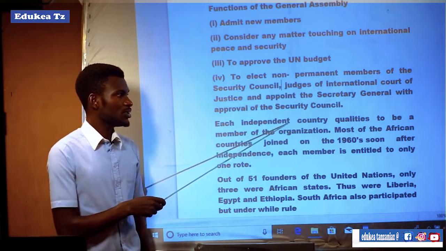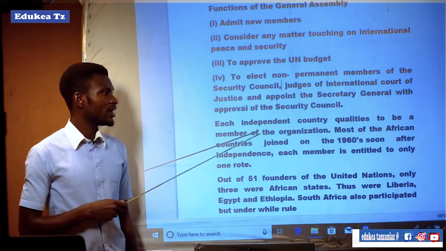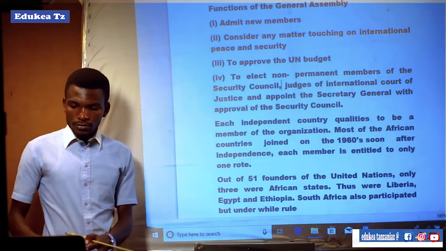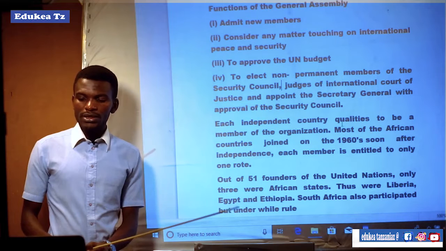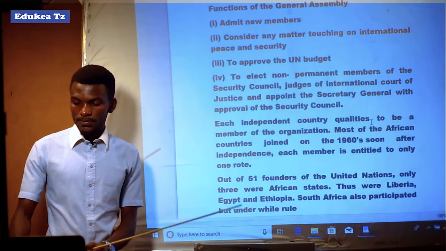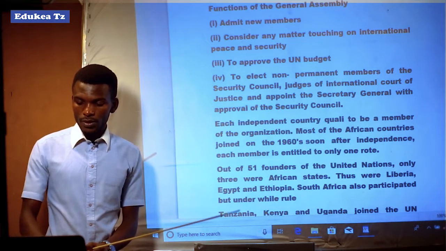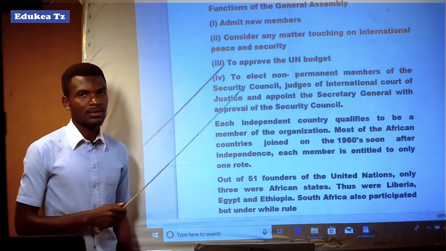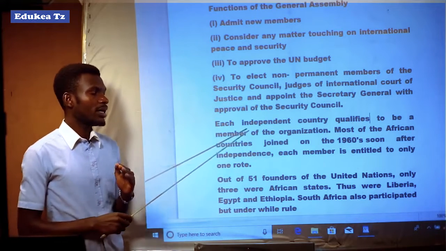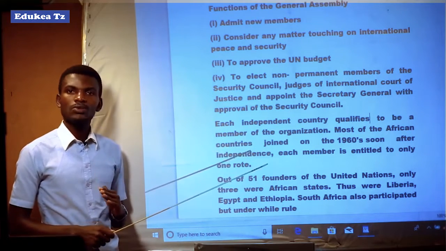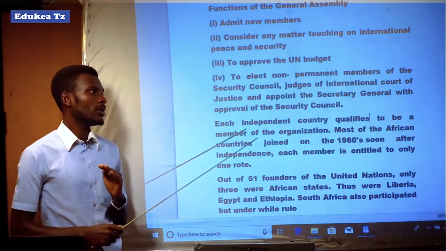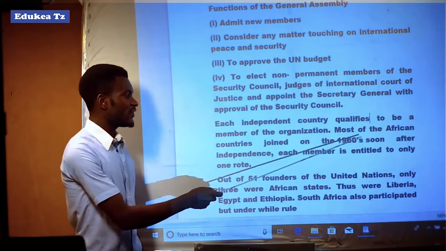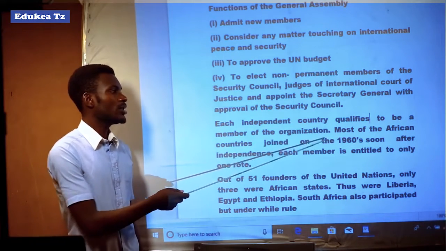Each independent country qualifies to be a member of the organization. It means each independent country or state in the world qualifies to be a member of the organization. Which organization? United Nations.